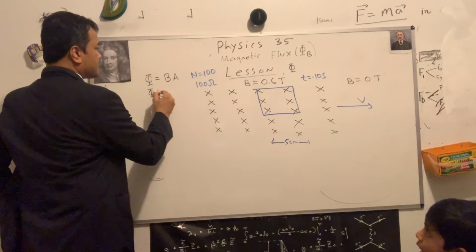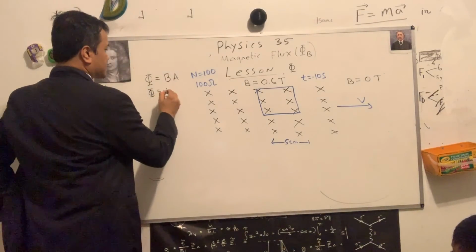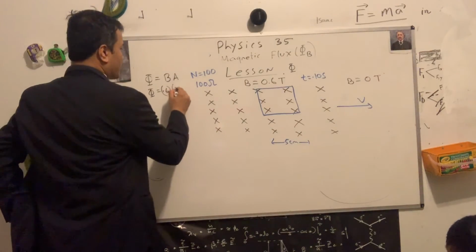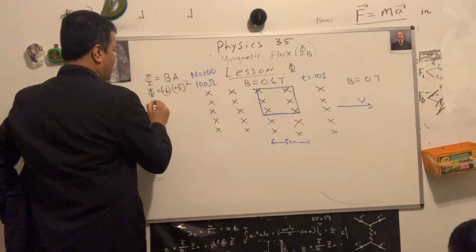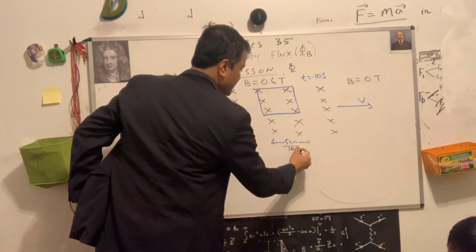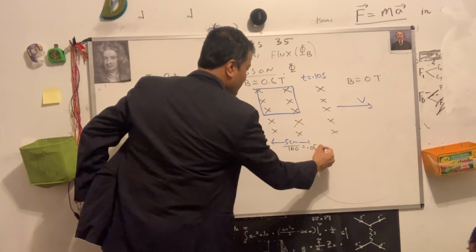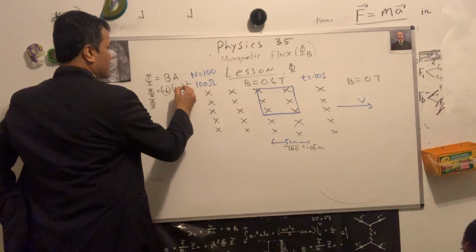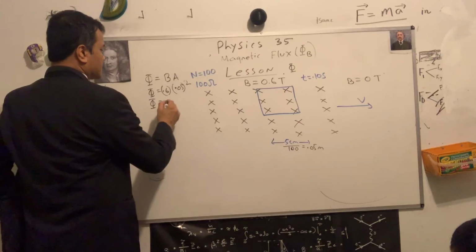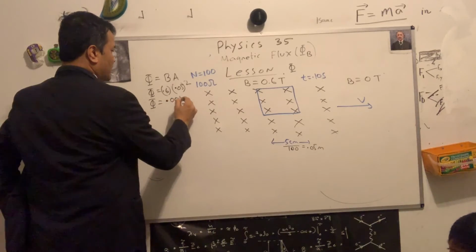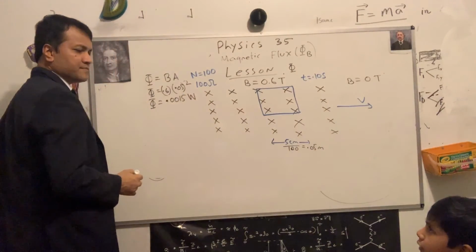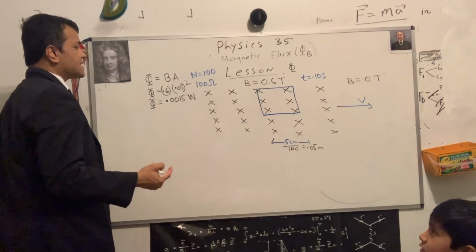So B is how much? 0.6 Tesla. A is how much? 0.05 squared, because we divide by 100, so you get 0.05 meters. So 0.05 squared is 0.0025. So 0.6 times 0.0025 is 0.0015 Weber. It's Tesla meter squared, which is Weber.